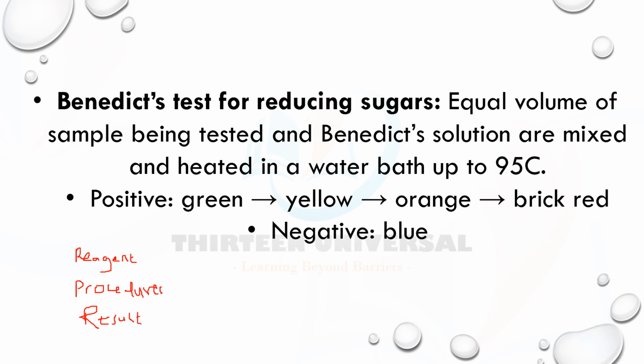Now, the Benedict test for reducing sugars. What are reducing sugars? Reducing sugars are sugars that donate electrons, the electron donors. In this case the Benedict solution is the reagent. The Benedict solution contains copper sulfate. So reducing sugars donate electrons to copper. Now the copper sulfate has copper 2 plus. When an electron is donated to it, it changes.